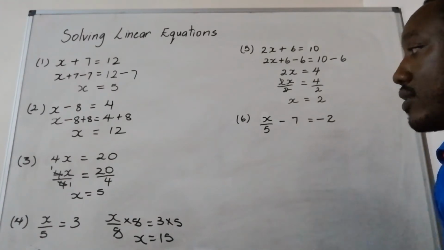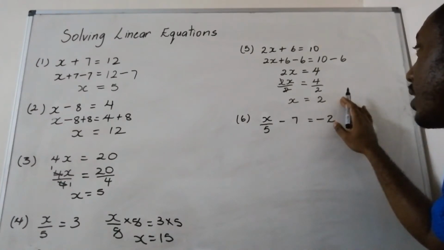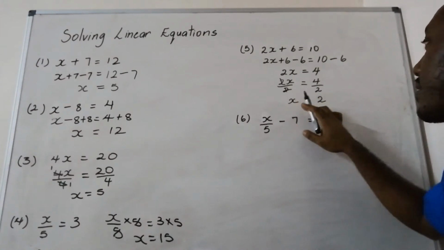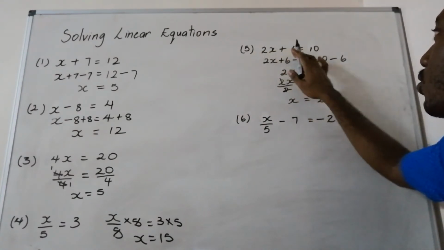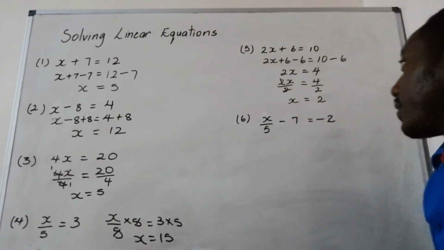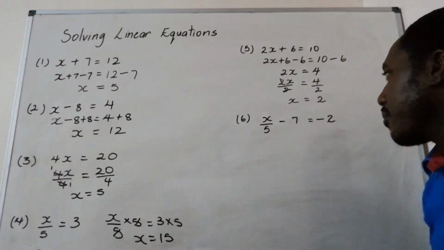2 as our answer, right? 2 as our answer. So let's check to see if we're correct. So 2x is equal to 2. 2 times 2 is 4. 4 plus 6 will give us 10. All right? Let's look at this example.